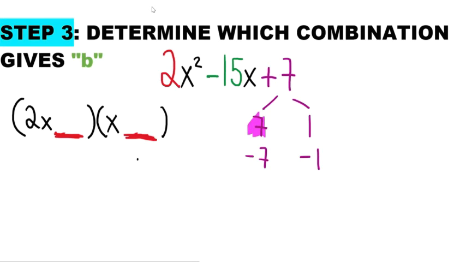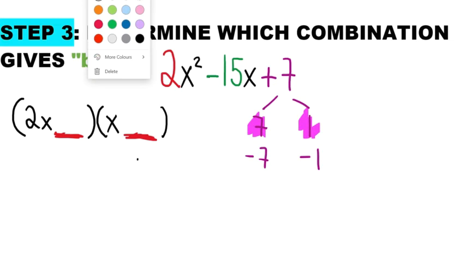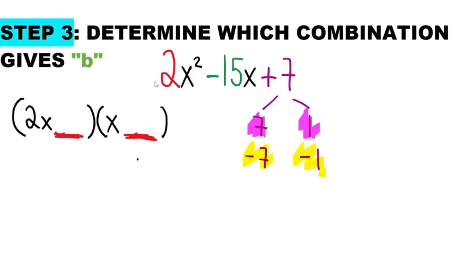In step 3, we're going to determine which combination of 7, 1 or -7 and -1 is going to give us our b term of -15. We're going to see which one it gives us. The only way to get there is through testing. So if we have 7 here and 1 here, let's apply the FOIL method to see what we get. 1 times 2x gives us 2x, and 7 times x gives us 7x, plus 2x. So that's 9x. That's not what we're looking for.